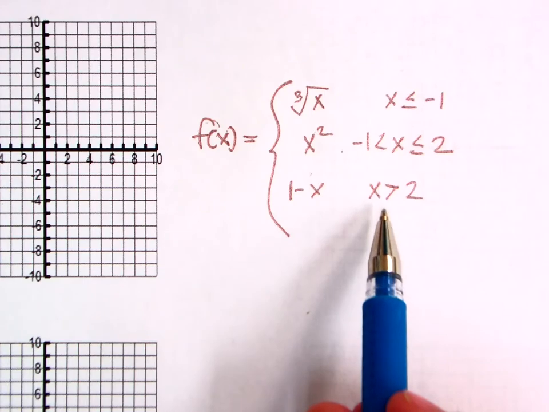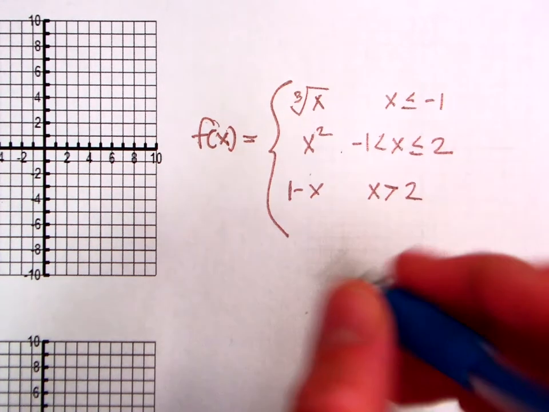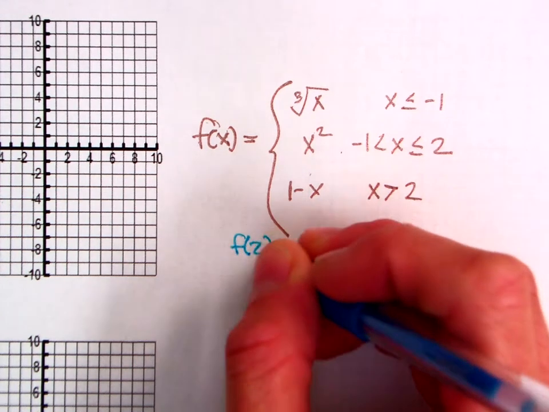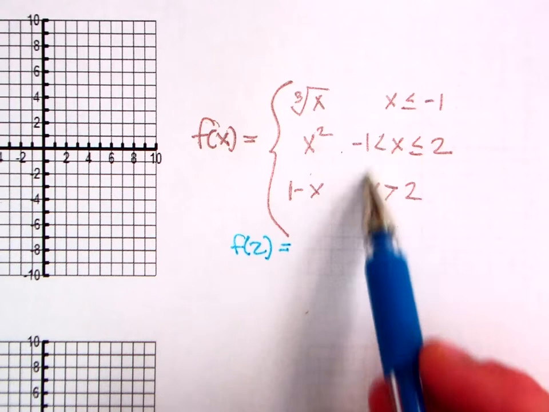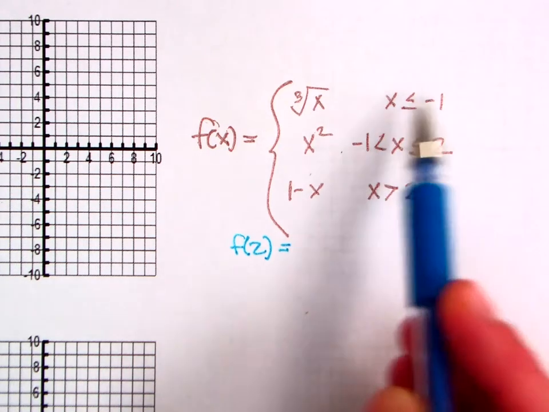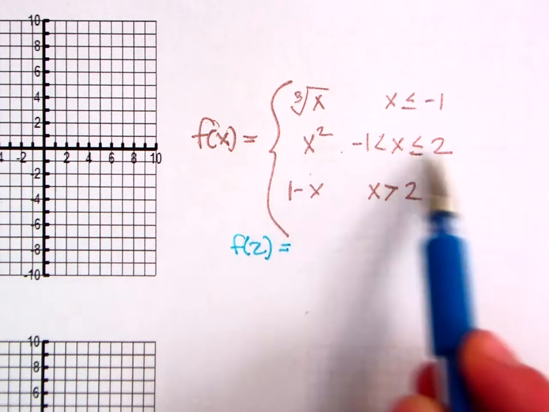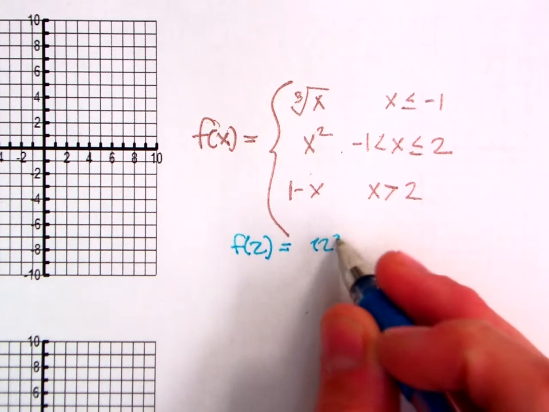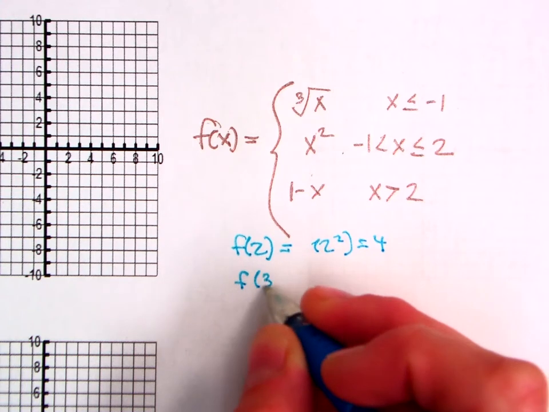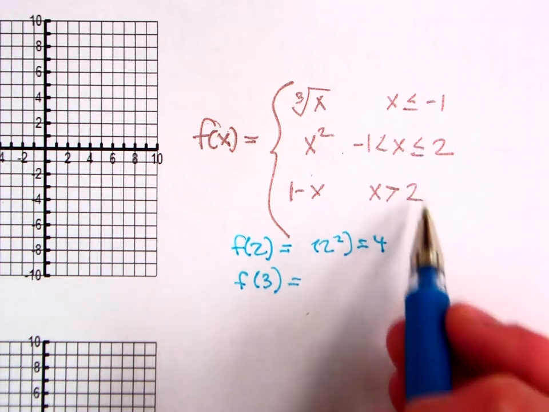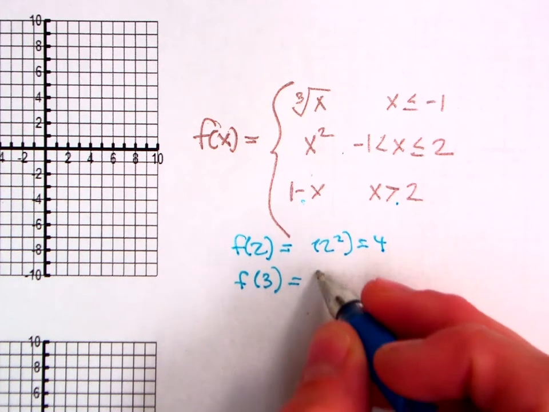We should be able to evaluate various x values of this function without graphing it. For example, if I wanted to know what f of 2 was, I would basically need to look in each of the x restrictions to see where 2 fits. So 2 fits in the second piece because it's equal to 2, so that would be 2 squared, and that would be 4. If I wanted to know what f of 3 was, I would look up here. I see that it fits into this piece, so I would plug it into this piece.